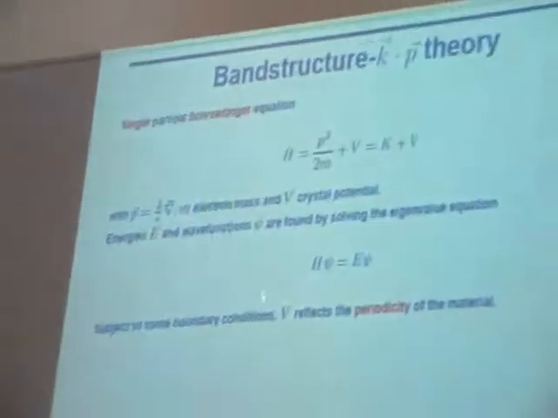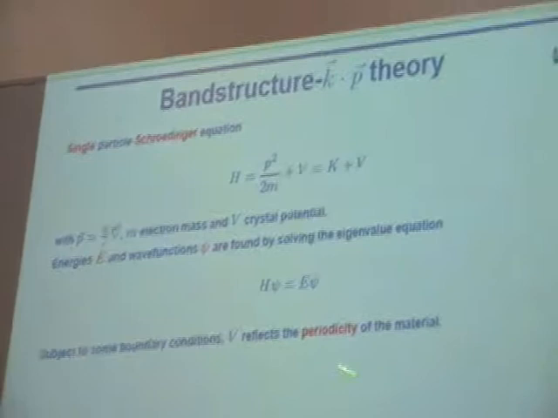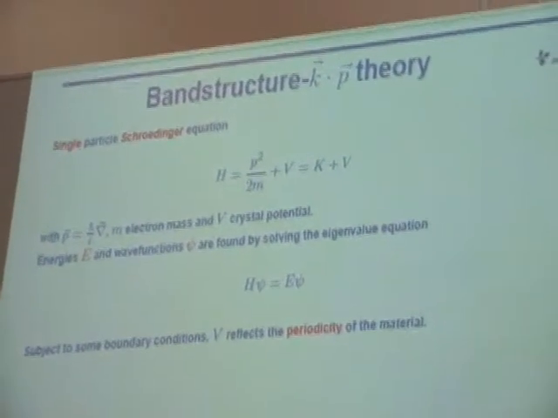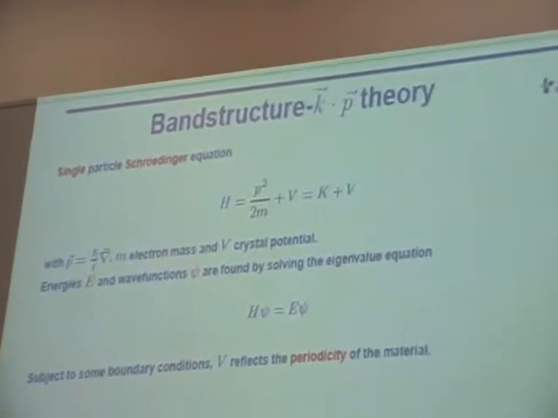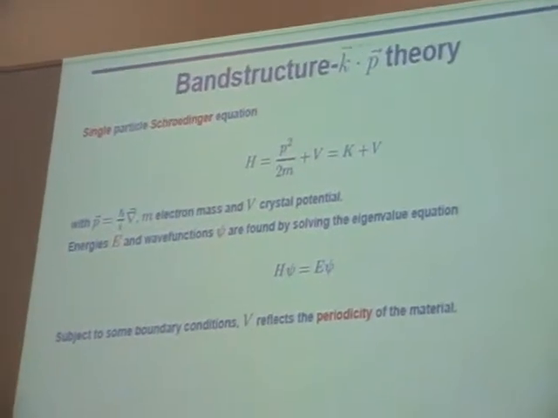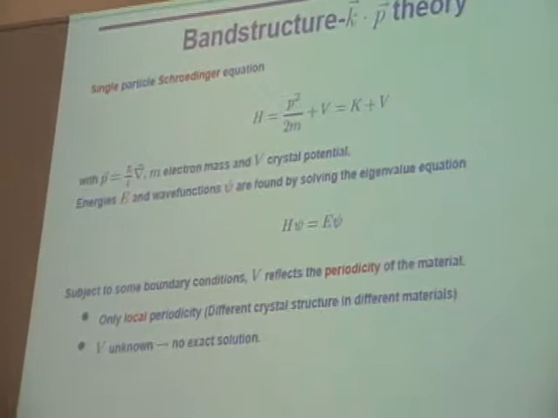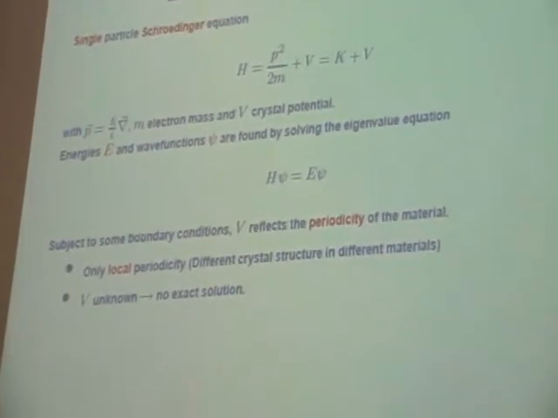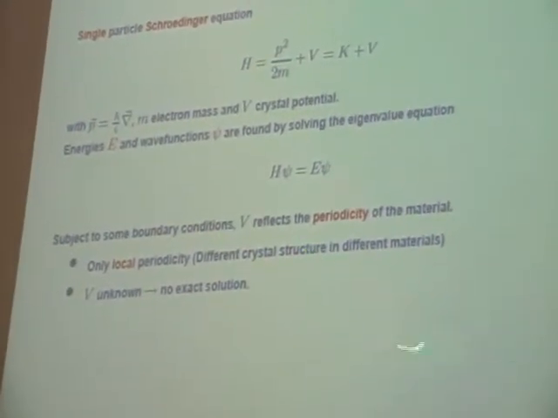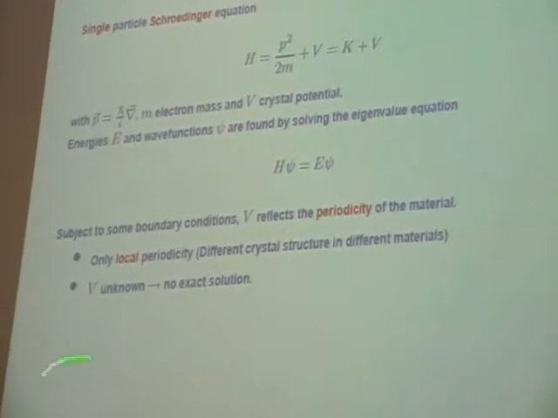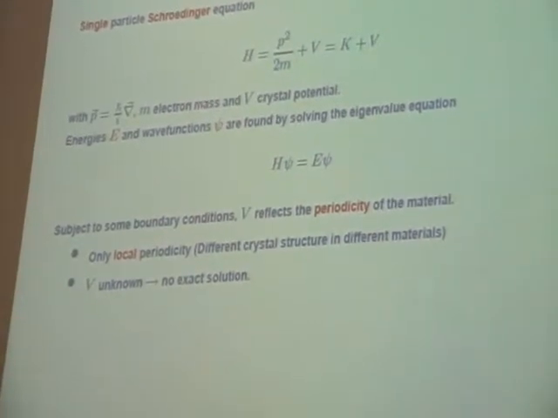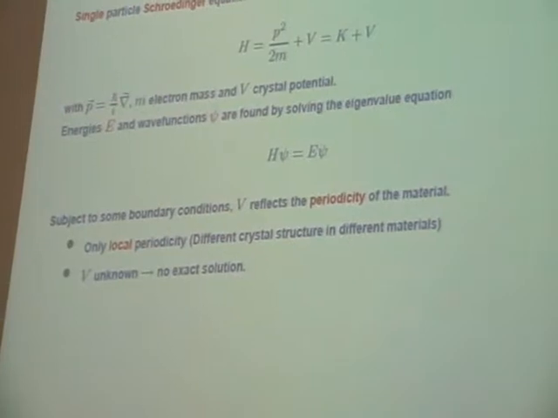And usually, at least for bulk structure, V should reflect the periodicity of the material. But now we want to apply this model to quantum dot heterostructures, so there are some relevant differences. So basically, you can say that we have only a local periodicity, since we have different crystal structures in different materials, and so generally V is unknown, so we cannot have an exact solution.